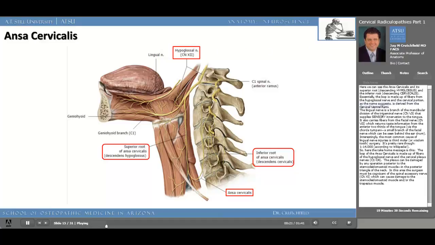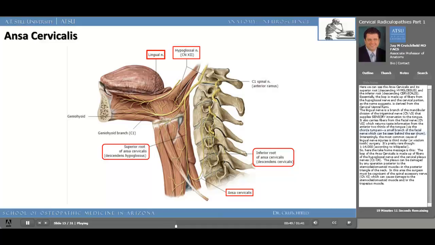The lingual nerve is a branch of the mandibular division of the trigeminal nerve, that's cranial nerve 5, that supplies sensory innervation to the tongue. It also carries fibers from the facial nerve, cranial nerve 7, which returns taste information from the anterior 2/3 of the tongue via the chorda tympani, a small branch of the facial nerve which can be seen behind the eardrum.